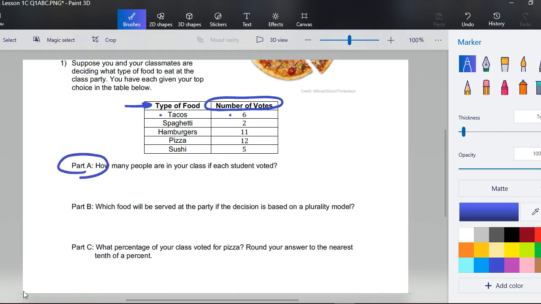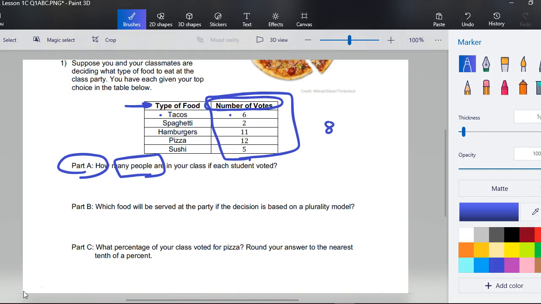Then start to answer the questions like on part A, how many people? And remember, in this class, we're trying to be very accurate, so underlining, highlighting, noting what the question's asking, and then going to answer it and double checking are very important skills. How many people are in the class? Well, if these are the number of votes, then those are also the number of voters, so that would be the number of people. And then it says if each student voted.